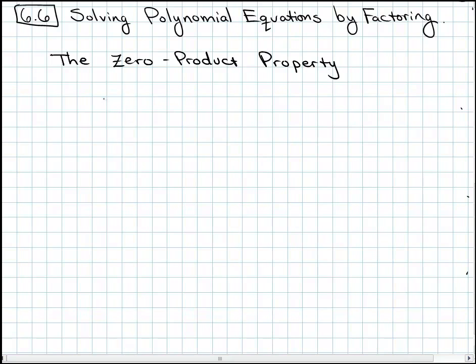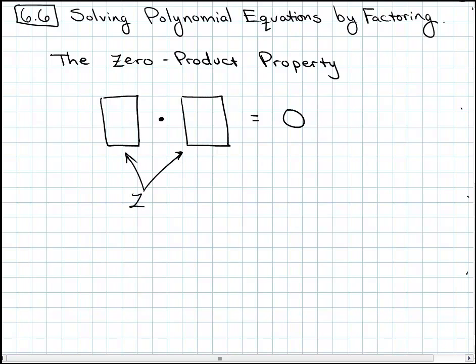So this is what the zero product property says. It basically says if you have something times something else and this is equal to 0, then either one of those two numbers has to be 0, right? Either this has to be 0 or this has to be 0.